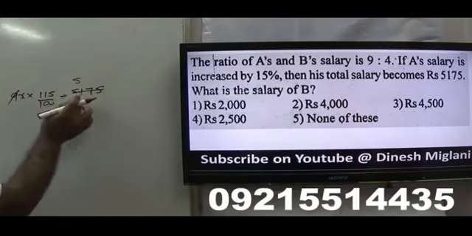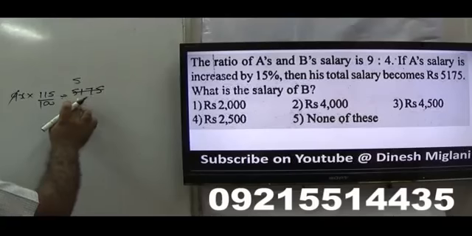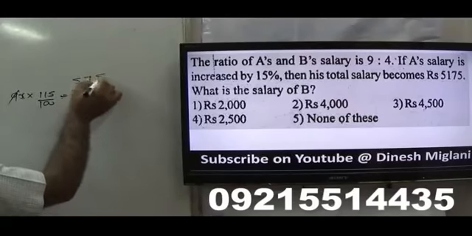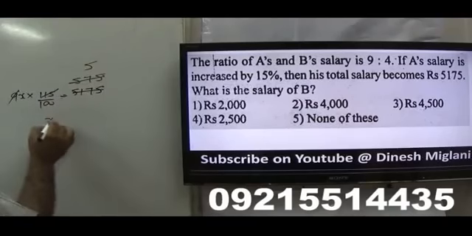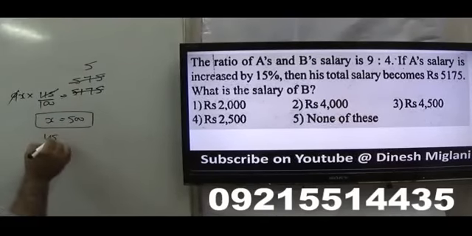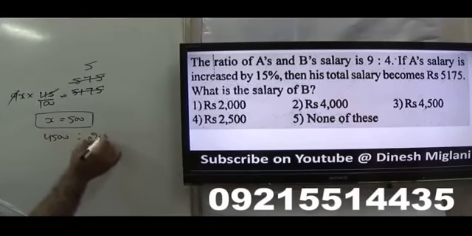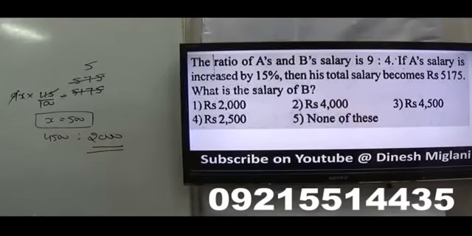So 9, 5, 45, right? I'm getting 5175, right? Now just try to cancel and it will go on 5. So I can say x equal to 500. Okay. Now A's salary is 4500 and accordingly B's salary would be 2000. So in the answer I have to find the salary of B. My answer is the first one, rupees 2000.